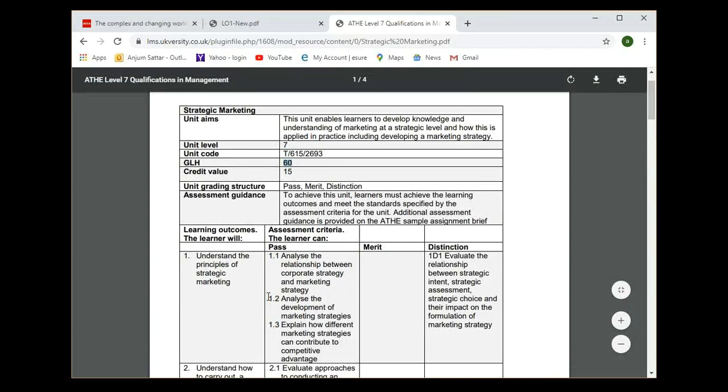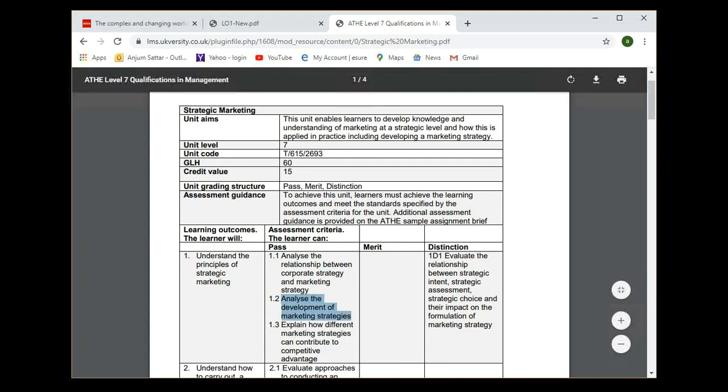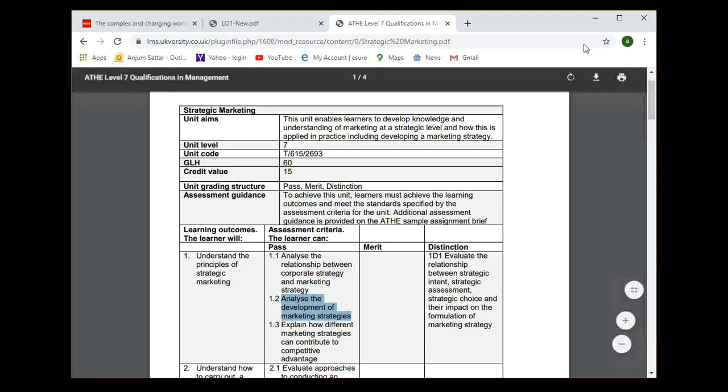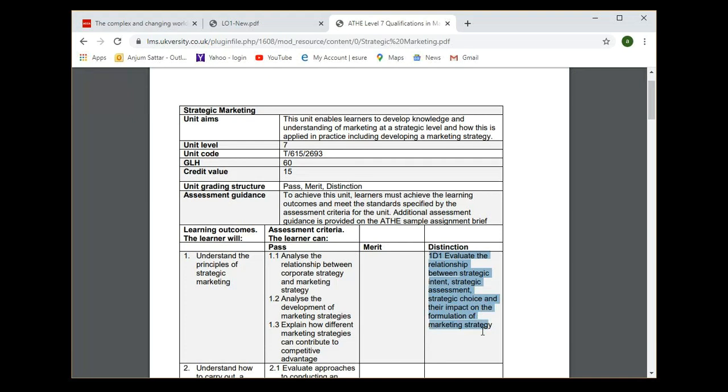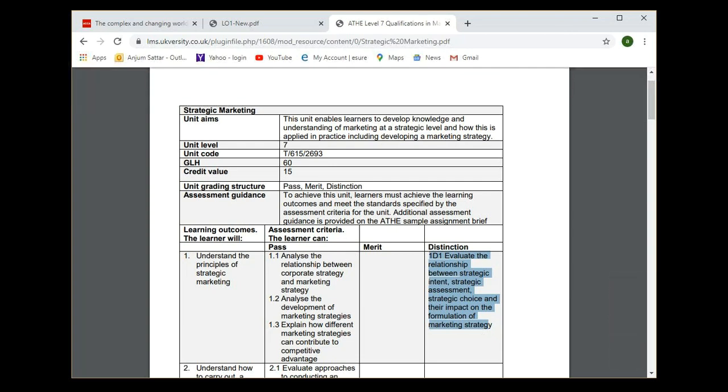We have three assessment criteria: analyze the relationship between corporate strategies and marketing strategy; analyze development of marketing strategy; and explain how different marketing strategies can contribute to competitive advantage. And if you want to work toward D1, we'll discuss that as well: evaluate the relationship between strategic intent, strategic assessment, strategic choices, and their impact on the formation of marketing strategy. That will all be focused on today.